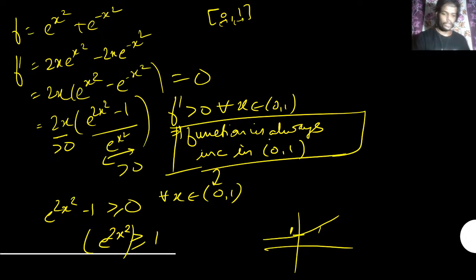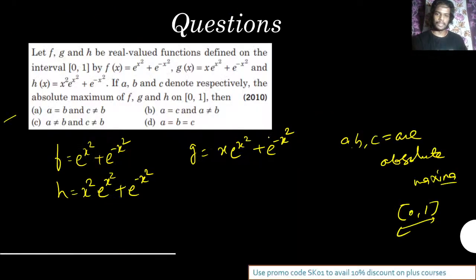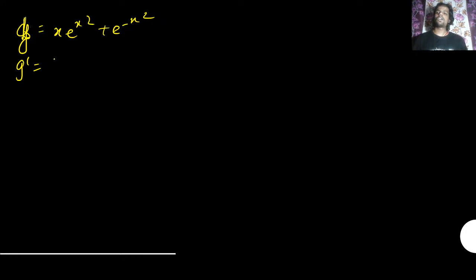Now similarly you try to do this with second function and third function. You will see the similar kind of result. Second function is x e to the power x square. This is g. Okay, this is g. So you take the first derivative. You'll get x square. So you have to apply the chain rule here.